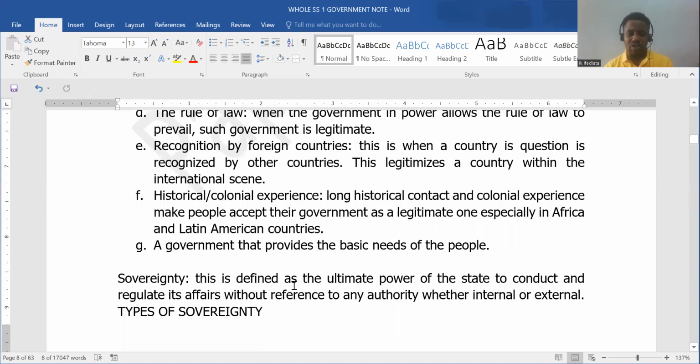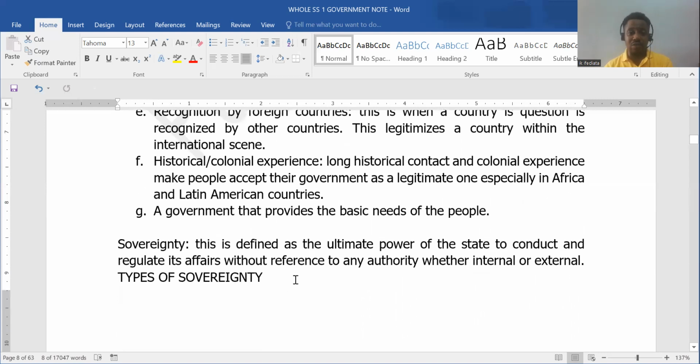The concept of sovereignty is defined as the ultimate power of the state to conduct its affairs without any form of interference or reference to any external sovereignty or any external entity. That means a state has the capacity to regulate and conduct its affairs, right? Determine the destiny of its citizens without referring to the authority of another external or internal entity, right? So that means the state is a sovereign state. It is independent, as per the word independent.